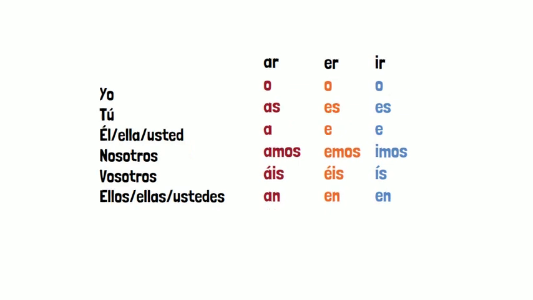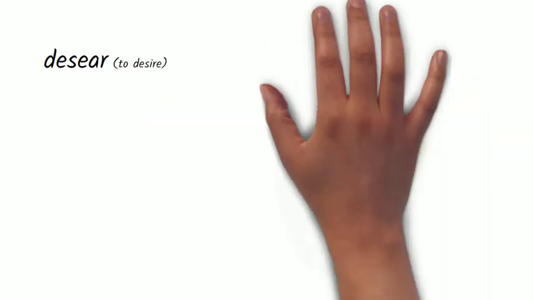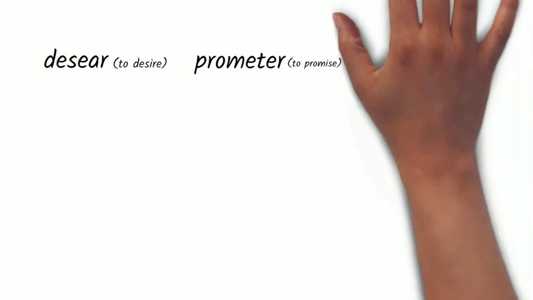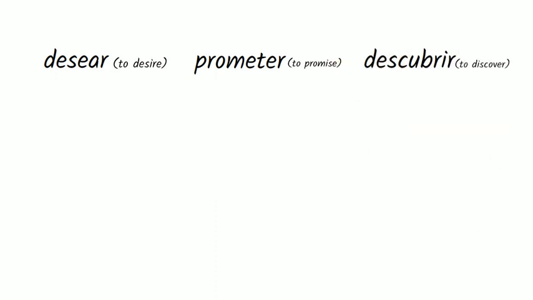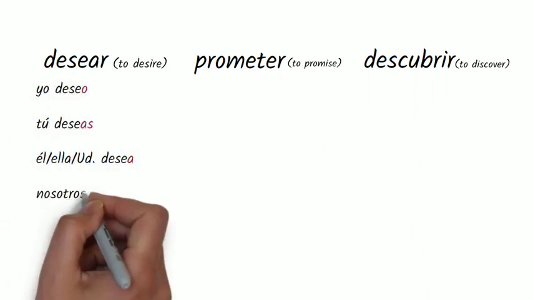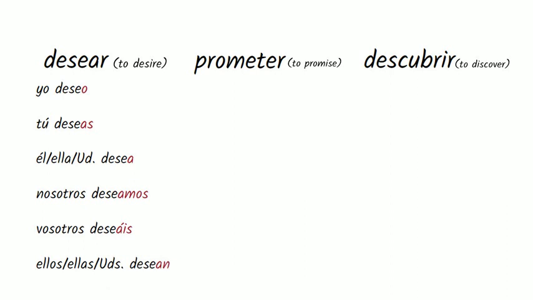Why don't you try conjugating these verbs using the endings and following the examples before? Desear, prometer, descubrir. Yo deseo, tú deseas, él, ella, usted desea, nosotros deseamos, vosotros deseáis, ellos, ellas, ustedes desean.